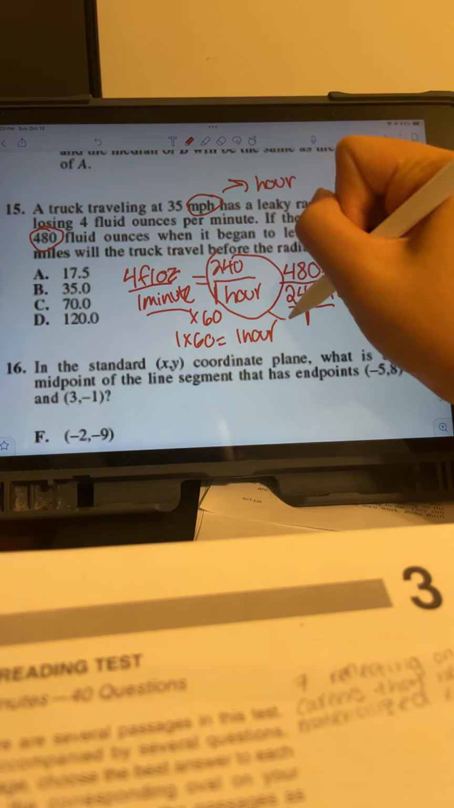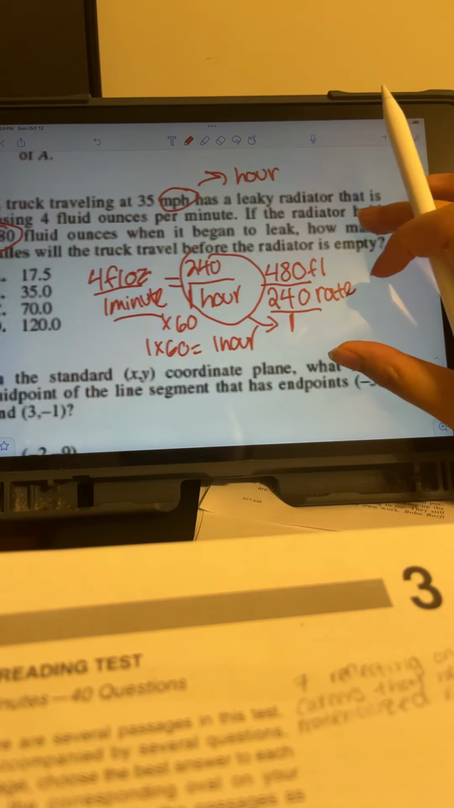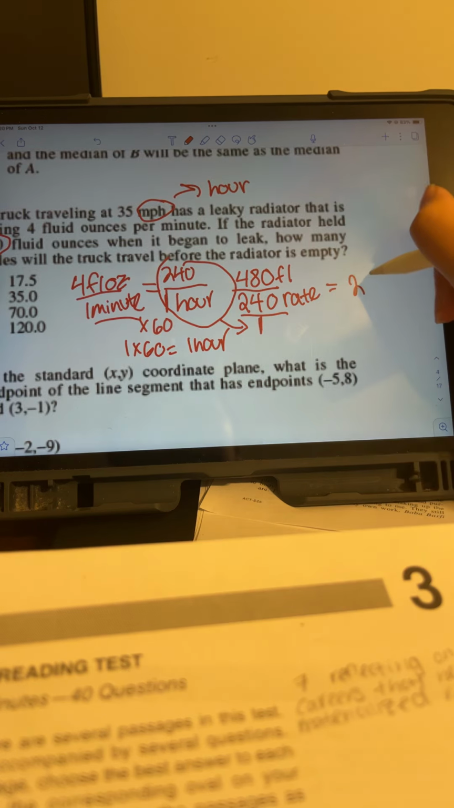In order to find out how many hours, you have to divide the beginning amount by the rate, because this will get it to 0. So it will take 2 hours in order for it to get to 0.